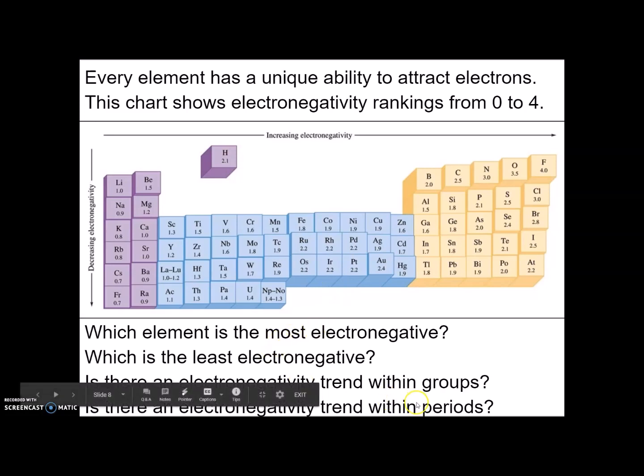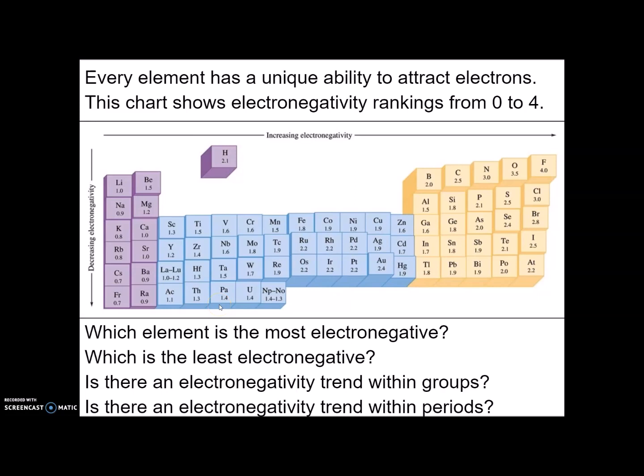How about within a period? Periods are the horizontal rows. In moving from left to right, generally you'll see higher electronegativity values as you move to the right. So further to the right means you're going to have more protons for having the same number of electrons, or at least the same principal energy level.